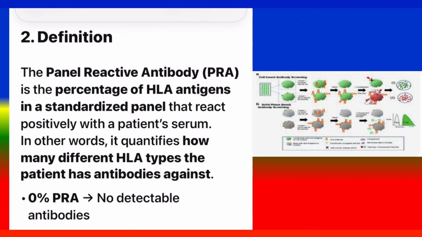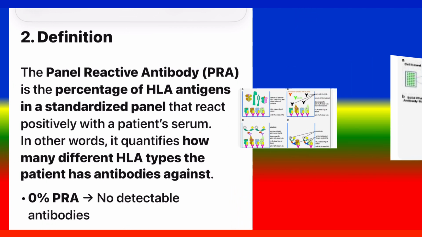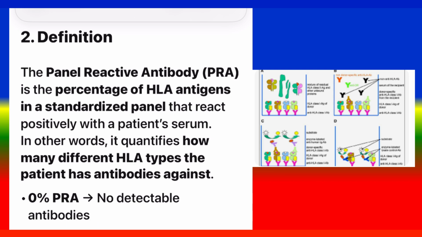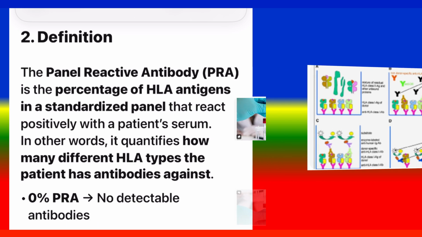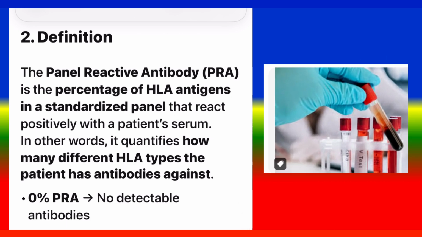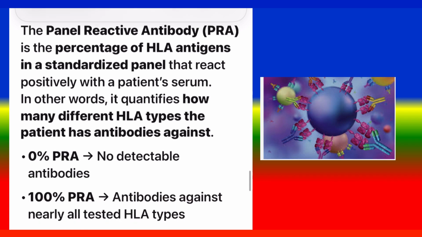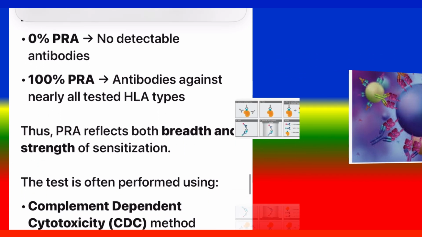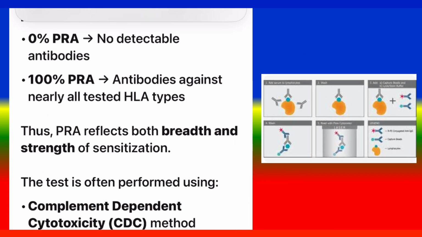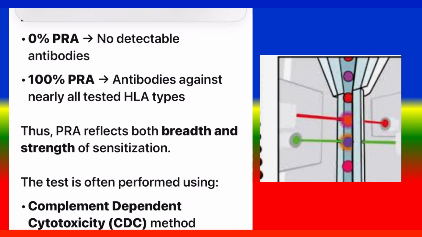Definition. The panel reactive antibody, PRA, is the percentage of HLA antigens in a standardized panel that react positively with the patient's serum. In other words, it quantifies how many different HLA types the patient has antibodies against. 0% PRA: no detectable antibodies. 100% PRA: antibodies against nearly all tested HLA types. Thus, PRA reflects both breadth and strength of sensitization.